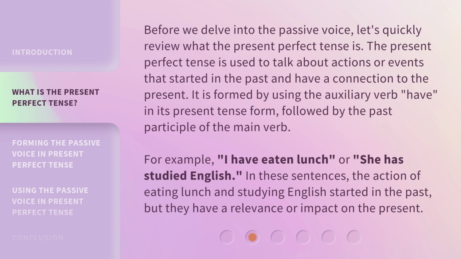For example, "I have eaten lunch," or "she has studied English." In these sentences, the action of eating lunch and studying English started in the past, but they have a relevance or impact on the present.